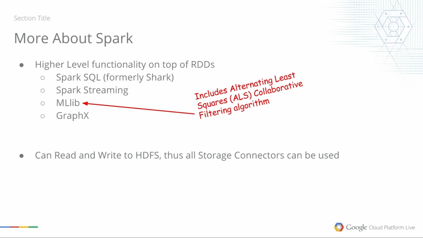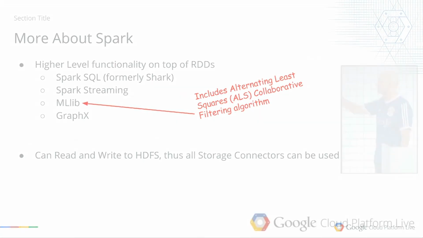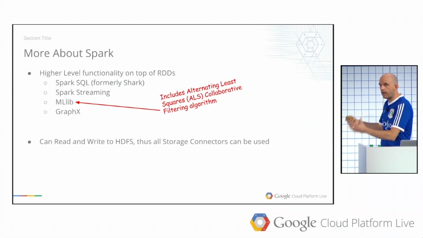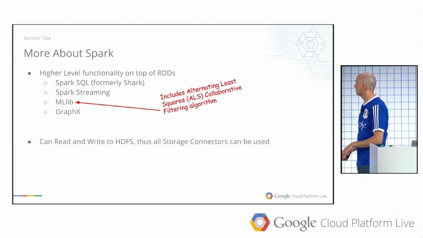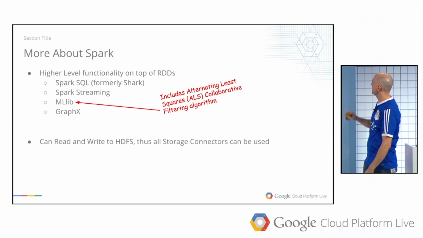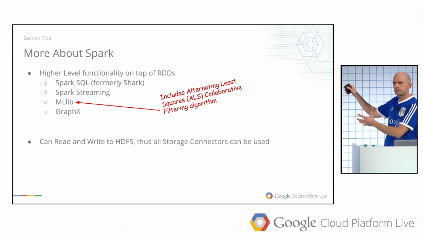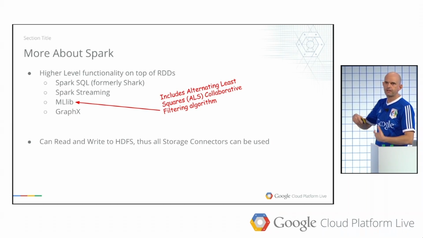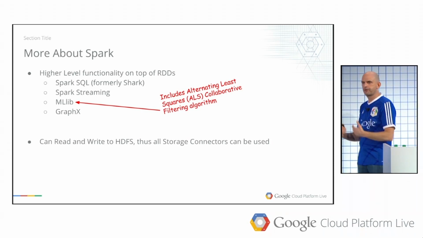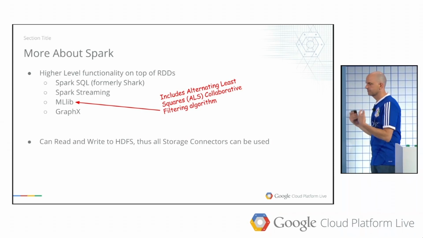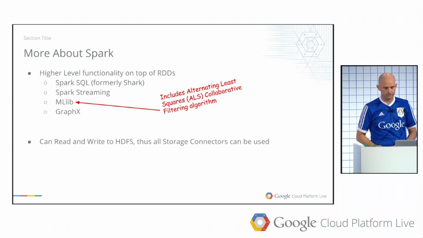There's a streaming processing library. There's a graph processing library. And there's this thing called MLlib, which is the thing we actually wanted at the start of this presentation. And it includes the alternating least squares, ALS, collaborative filtering algorithm. And because this is running on Hadoop, it reads and writes from HDFS, so it can read and write via all our connectors.